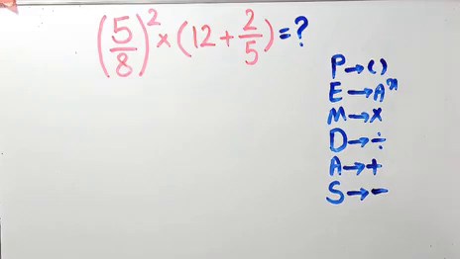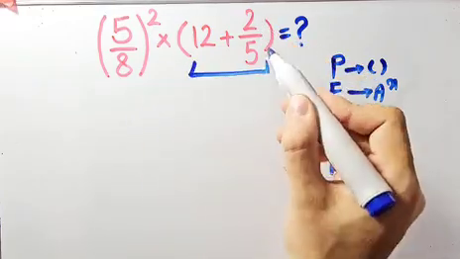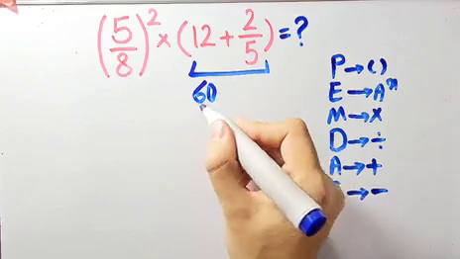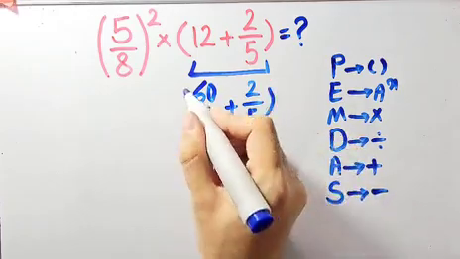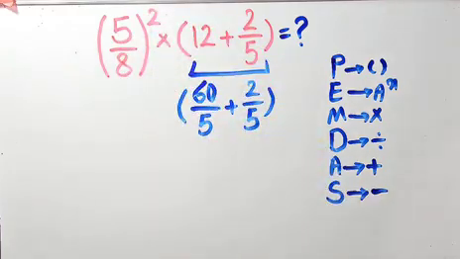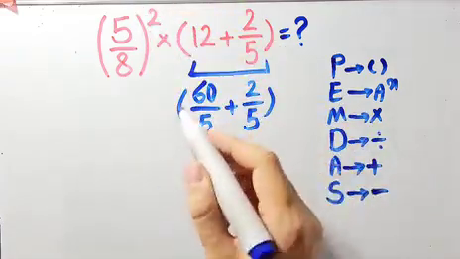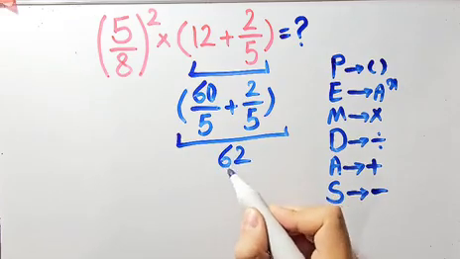According to the PEMDAS rule, in this question, first we simplify these parentheses. Inside these parentheses, we have 12 plus 2 over 5. Since the denominator of this fraction is 5, we can write 12 as 60 over 5. We have 60 over 5 plus 2 over 5 inside these parentheses. Okay guys, now the question is 5 over 8 to the power of 2 times open parentheses 60 over 5 plus 2 over 5 close parentheses. Now we have exponent, multiplication, parentheses and addition. Again we simplify these parentheses. 60 over 5 plus 2 over 5 equals 62 over 5.